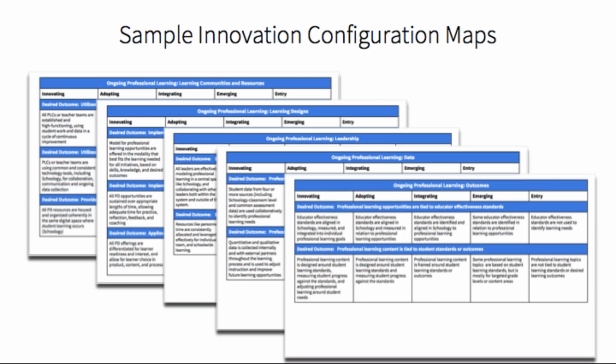Now that we have an understanding of the 7 standards for this module, let's review where you are for each of those standards. In the next section, you'll get an understanding of innovation configuration maps, what they are, how to read them, and ultimately how to customize them for your district.